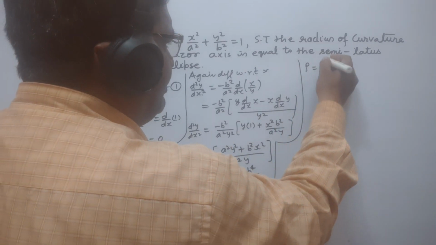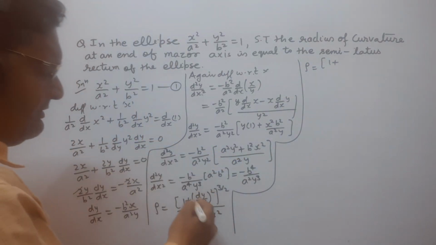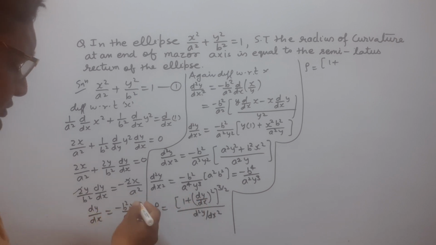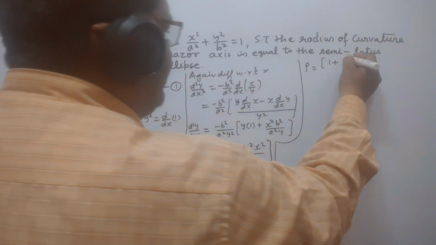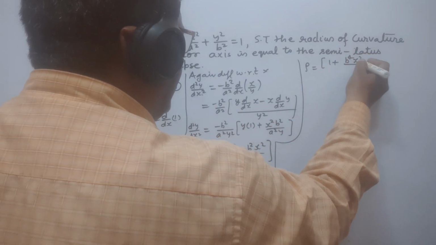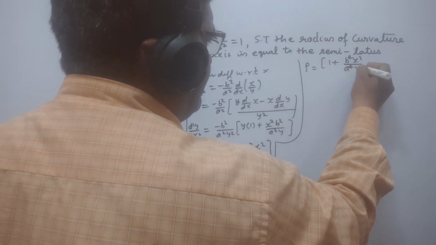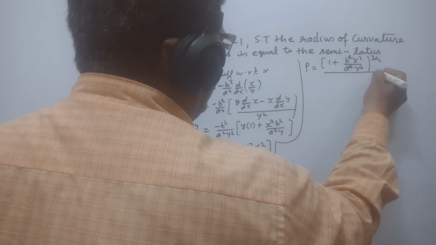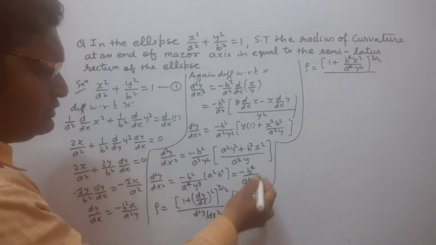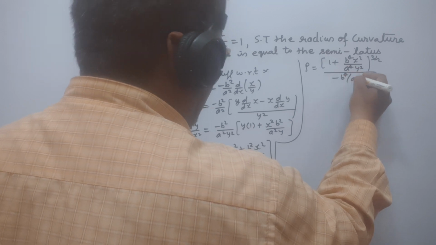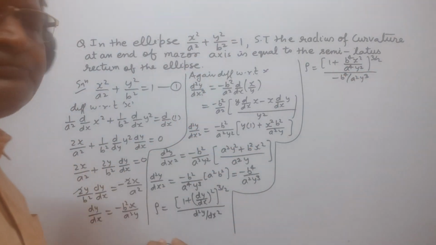So rho is equal to 1 plus dy by dx, the value of dy by dx is minus b square x upon a square y. So put here and squaring this, we get minus square, plus b square is b to the power 4, and x square divided by a to the power 4 y square, and whole power 3 by 2, divided by d2y by dx2, which is equal to minus b to the power 4 divided by a square y cube.